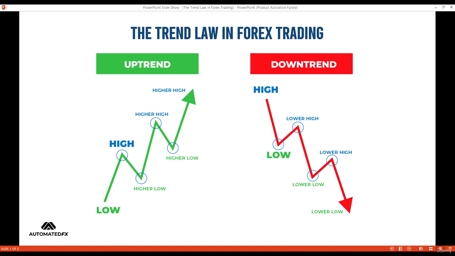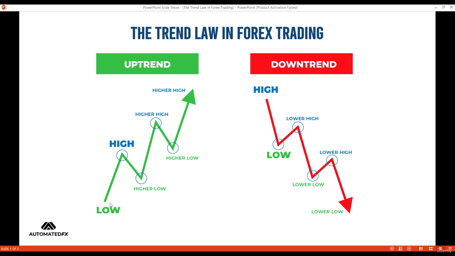Now, we have two types of trend. We have the uptrend and we have the downtrend. Now, what's the trend law in the first place? The trend law postulates that a market which is in an uptrend makes higher highs and higher lows. So this is an example of what an uptrend looks like. This is an example of what a downtrend looks like.